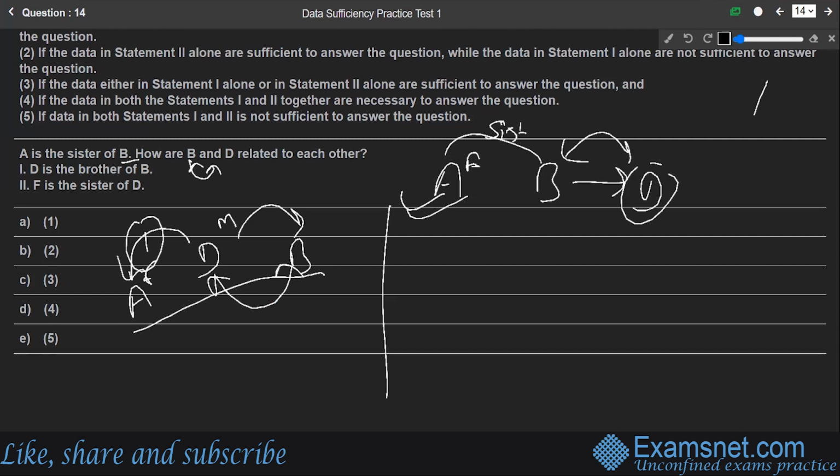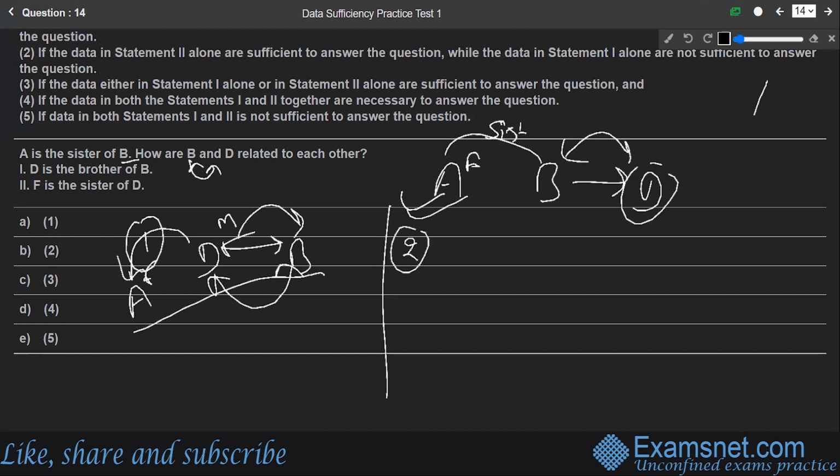So statement number one is clearly able to answer the question. D is the brother of B, so clearly a connection of D and B is mentioned. That is the connection. How are B and D related? As brothers. So statement one alone is sufficient to answer the question.